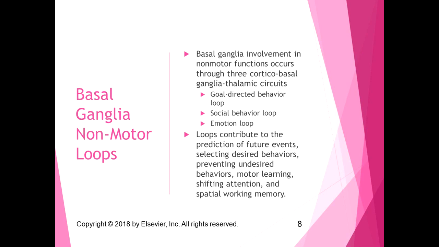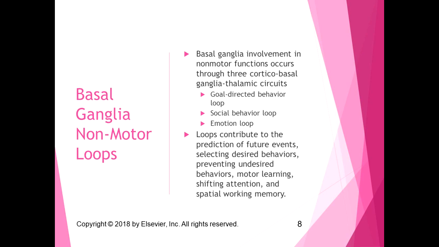So we talk about motor loops and non-motor loops, and there's tons of information about the loops in the book that you don't need to know about. So the motor functions of the basal ganglia have to do with smoothing out our movements and preventing unwanted movements and organizing our movements. The basal ganglia involvement in non-motor functions has 3 different loops that they talk about. You don't need to know those, but they contribute to the prediction of future events.